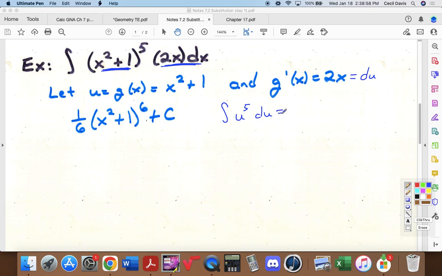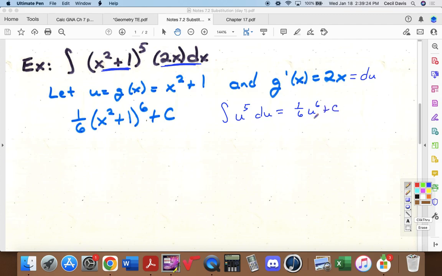What's the antiderivative of u to the 5th du? 5u to the 4th. Try again. The antiderivative. Oh, antiderivative. So 1/6 u to the 6th, plus c.